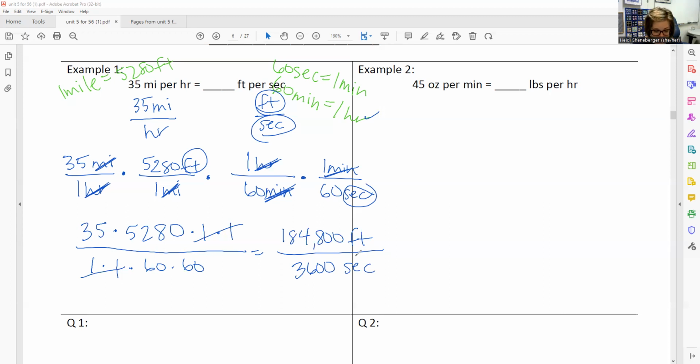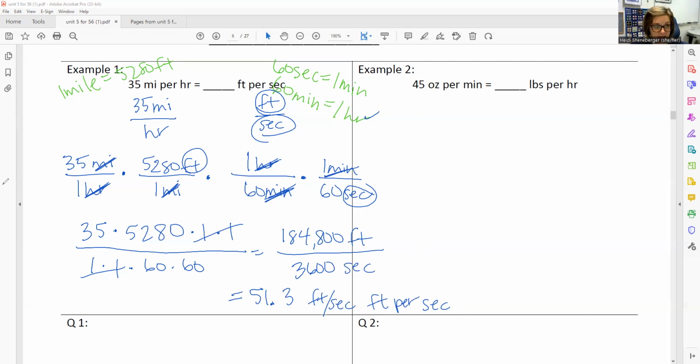184,800 feet divided by 3,600 equals 51.3. It's 3 repeating, but I'm just going to say 51.3 feet per second, or I could write it as feet per second. However you want to think about it, okay? Oof, that was a lot of work. Let's look at the second one, okay?